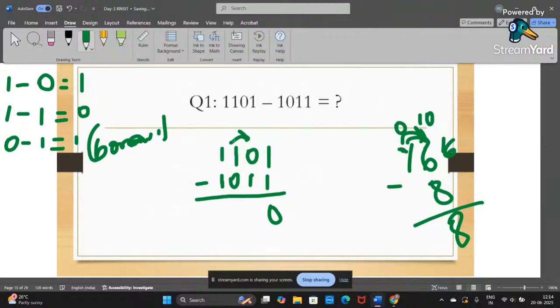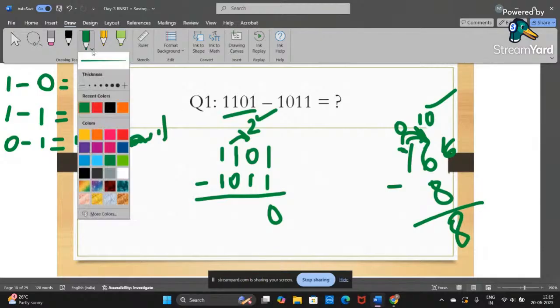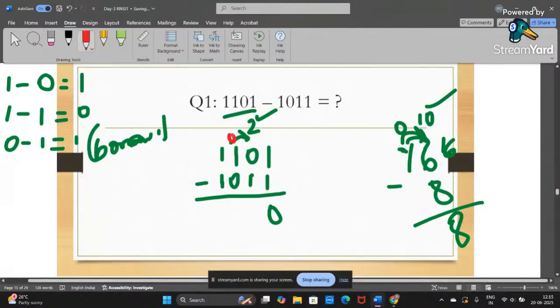Same way, when you're taking 1 to here, it will become 2 because it is in base 2 now. These values are in binary. So when you're taking borrow from the next one, this will become 2. This 1 will become 2 because this is in binary, but here it is in decimal. Here it is in binary. So when you're borrowing from the next digit, this 1 will become 2 and this will be 0. 2 minus 1, it is 1. 0 minus 0, it is 0. 1 minus 1, it is 0.